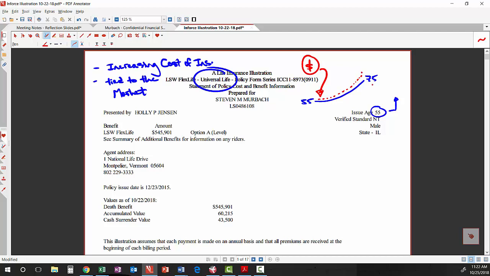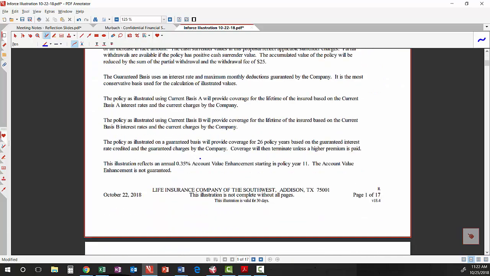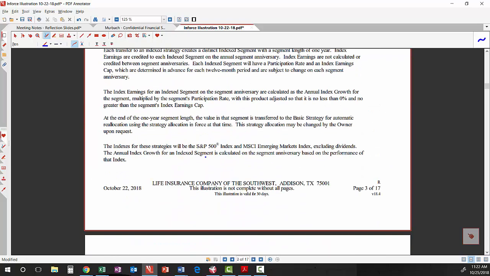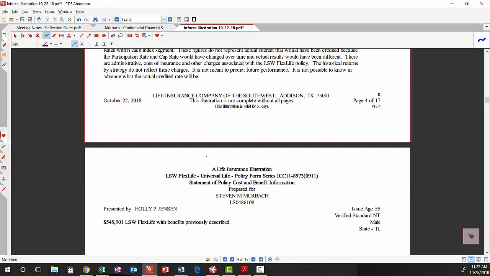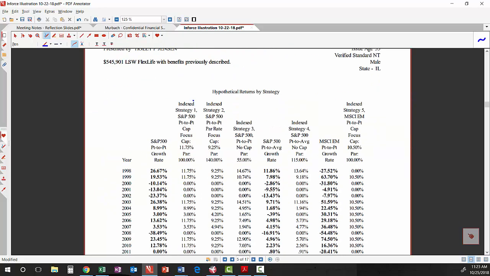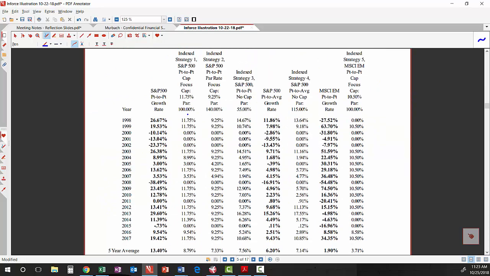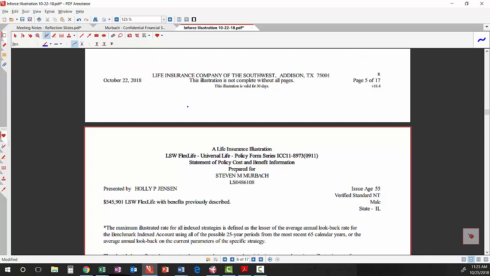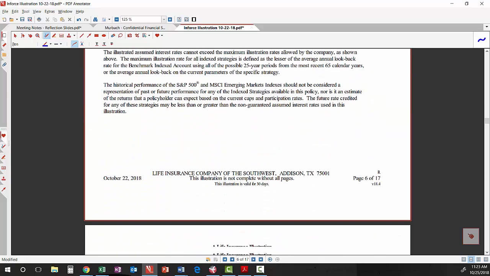And there's one telltale sign of a UL policy, and that is this one: no guarantees. Okay, and I'll show you what I mean by that. So if you come down here and we go to the guaranteed section of this in-force illustration, right? You have to bypass all of these S&P 500 indexes and these hypothetical returns. Well, we're not looking for hypotheticals. We're looking for more certainty than that.